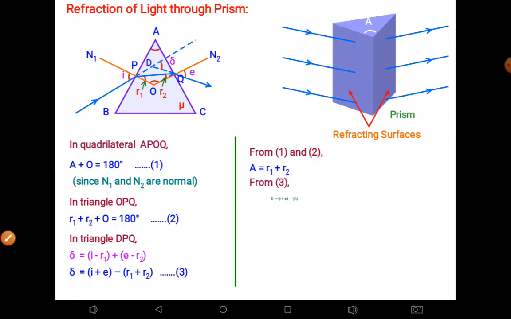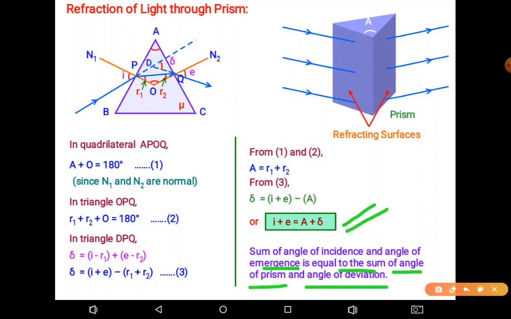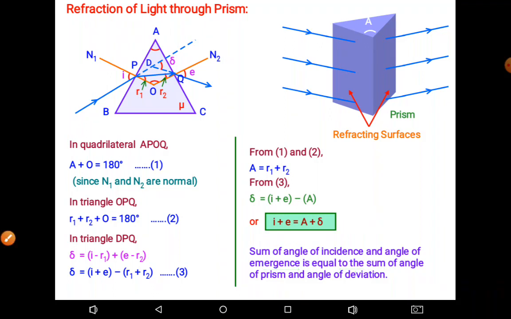And from 3, by putting the value of R1 plus R2 as A, we have delta equals I plus E minus A, or I plus E equals A plus delta. The sum of angle of incidence and angle of emergence is equal to the sum of angle of prism and angle of deviation. This is the first important relation: I plus E equals A plus delta, that is, angle of incidence plus angle of emergence equals angle of prism plus angle of deviation.